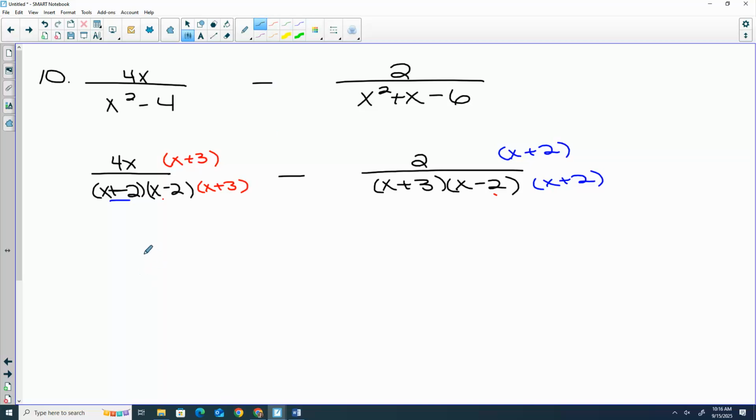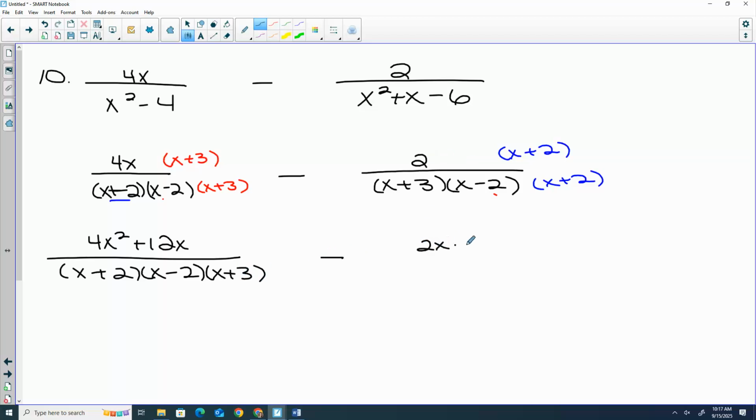So now we distribute on the numerator, so that gives me a 4x squared plus 12x. We just keep all the parentheses on the bottom. We here distribute the 2, so 2x plus 4. Now what?